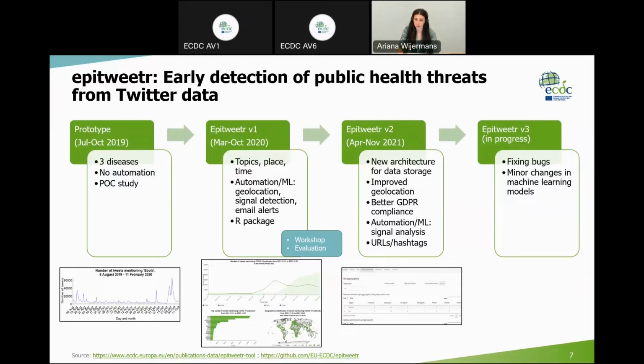So in the second version, we actually improved the architecture of the data storage and GDPR compliance, and we improved the algorithms for geolocation and signal detection with an option to actually train these algorithms. Another option, for example, is that we included URLs and hashtags in the alerts that you get from epitweetr. And now, finally, in 2022, we are in the third version of epitweetr that is currently in progress, and we're doing now another workshop again to get some feedback.